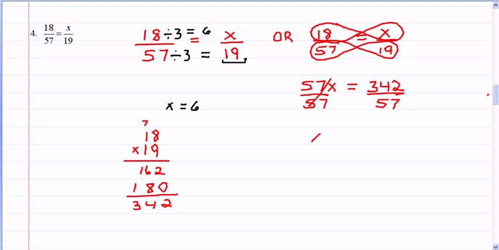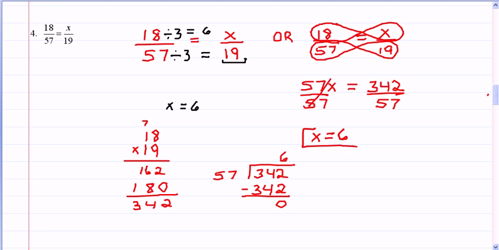The 57's cancel. And now to figure out 342 by 57, I would have to use long division. And if I multiply 57 times 6, 57 goes into 342 evenly, so my answer would be x equals 6. So both of these methods work. So if you notice that the denominator or the numerator can divide by a number to get to the other denominator or numerator, you can use it on the opposite, but you have to use the same number 3.